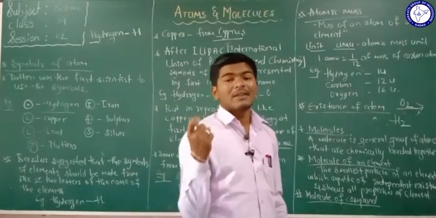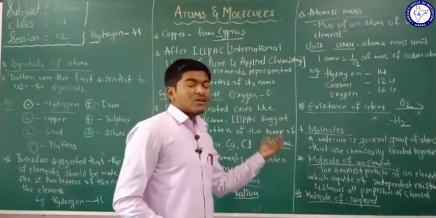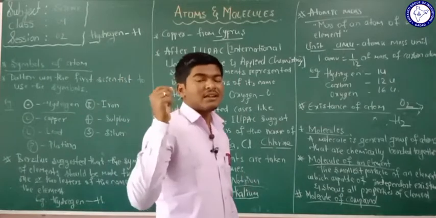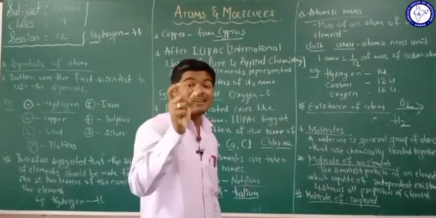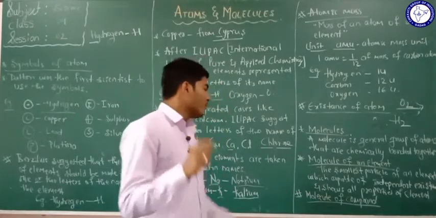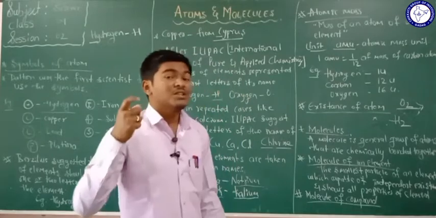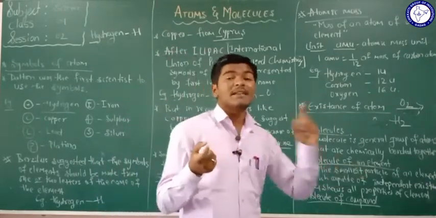What is a molecule of a compound? One example of a compound is water. So what is a molecule of the compound? The molecule of a compound is also the smallest particle of the compound which is capable of independent existence, and shows all the properties of the compound.